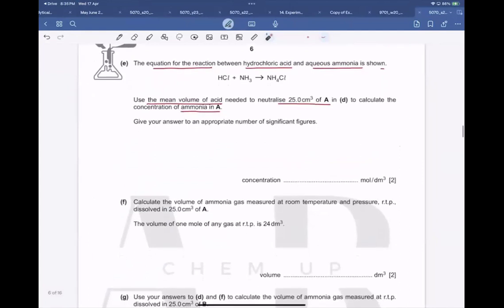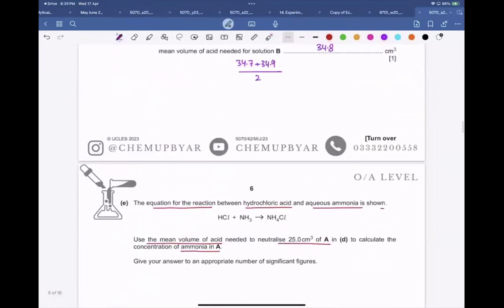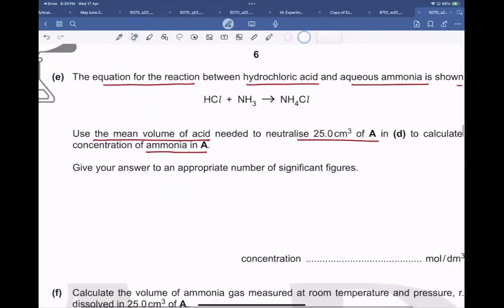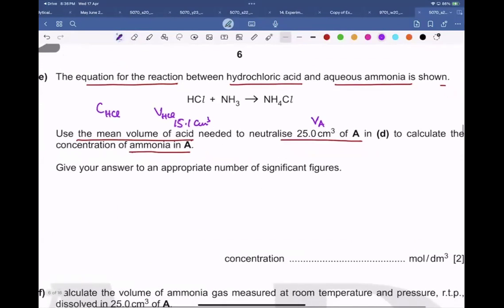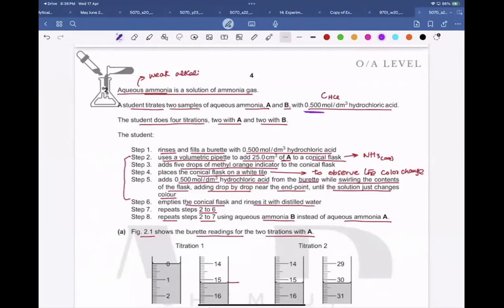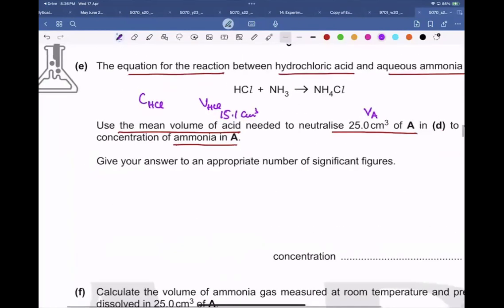Okay. Now, the mean volume of acid needed to neutralize 25 centimeter cube of A. So if you see, for A, 15.1 is the volume, right? 15.1 centimeter cube. So the volume of acid over here is 15.1 centimeter cube. This is the volume of A, and you have to find the concentration of A. This is the volume of HCl, and the concentration that they provided to us over here, see, 0.500 mole per dm3.